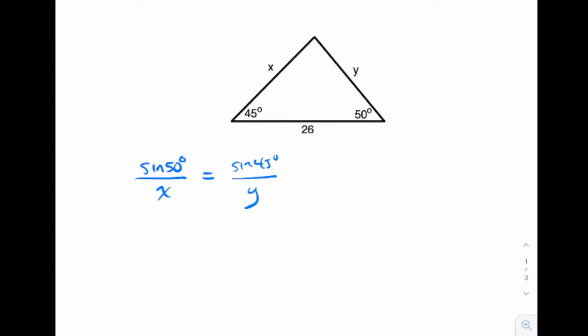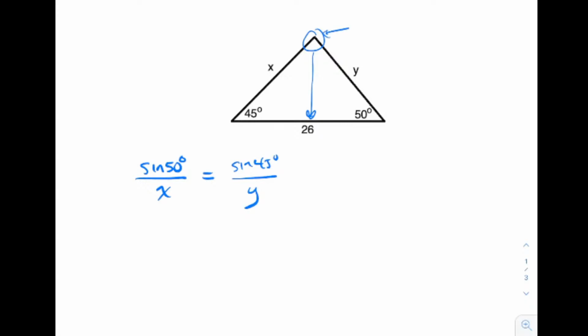Got a little bit of a problem here because this formula has two unknowns. How are you supposed to solve for both? You can't solve for both. You need something else, right? We need to bring in something else. So the only other thing we have is to try to use this angle and this side. We got the 26, that's cool, but what's this angle?